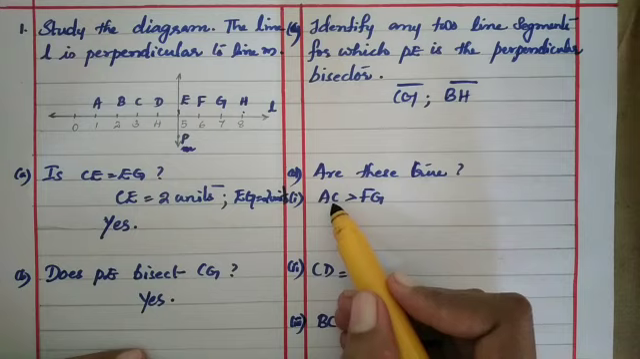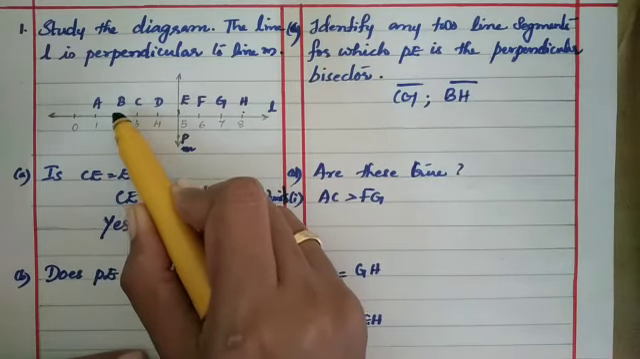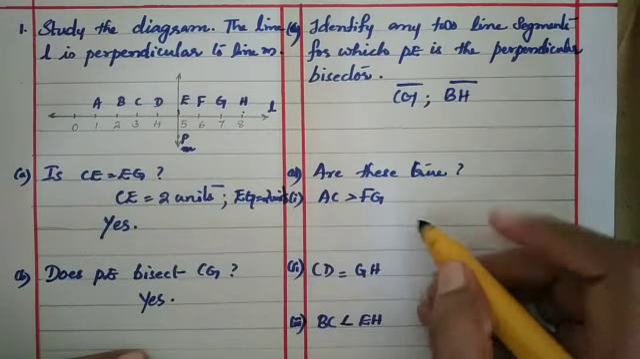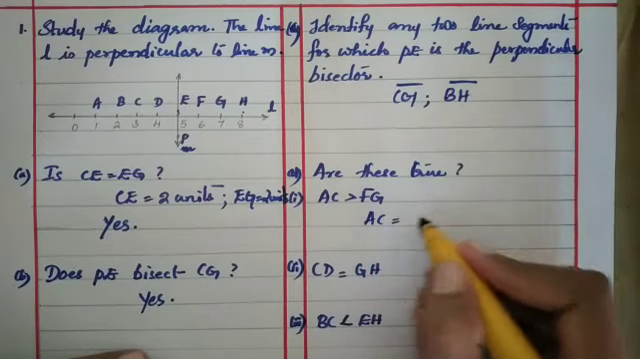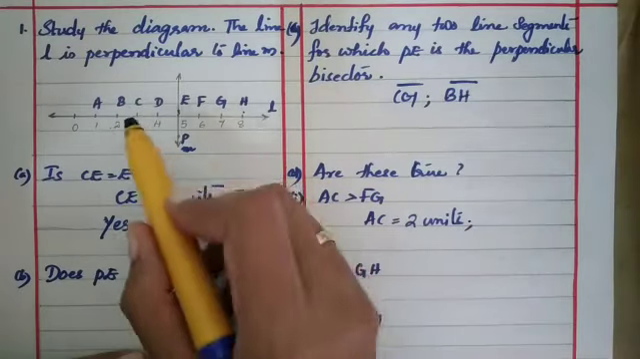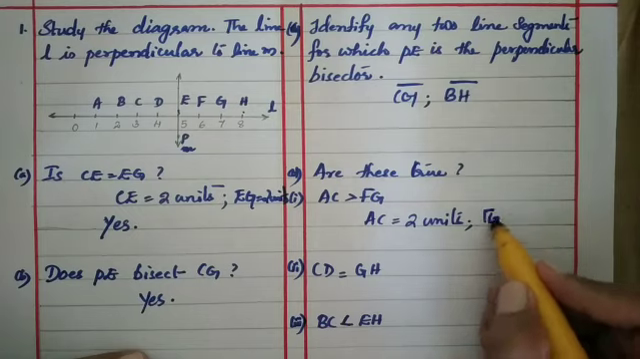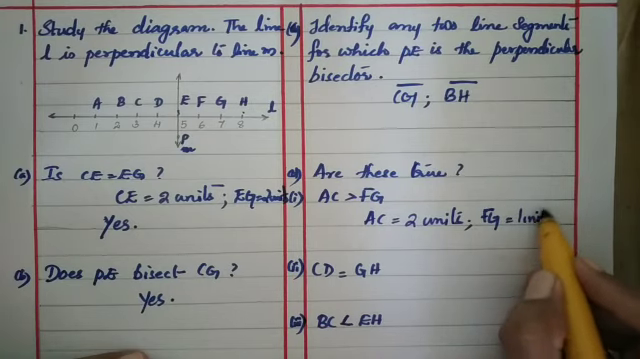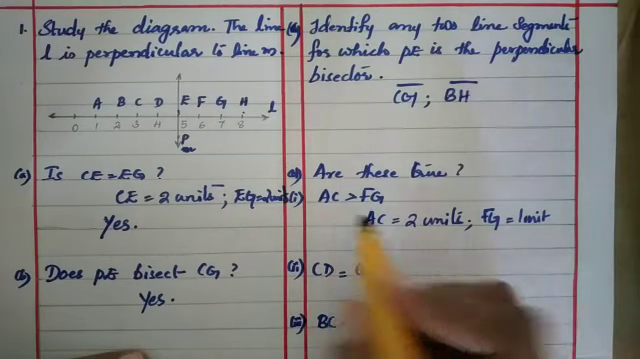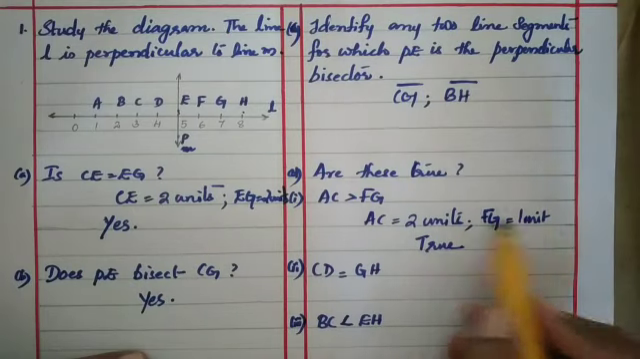First, AC. A to C, how much? A to B is 1 unit, B to C is again 1 unit. So A to C is 2 units. AC equals 2 units. Then FG. F to G is 1 unit. FG equals 1 unit. AC is greater than FG, so the answer is true.